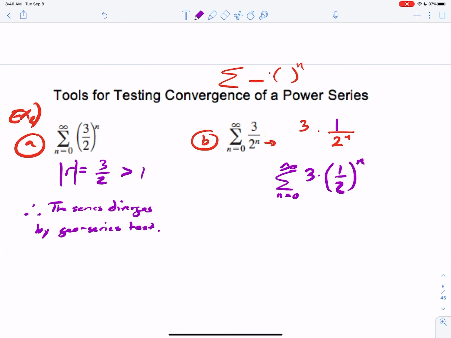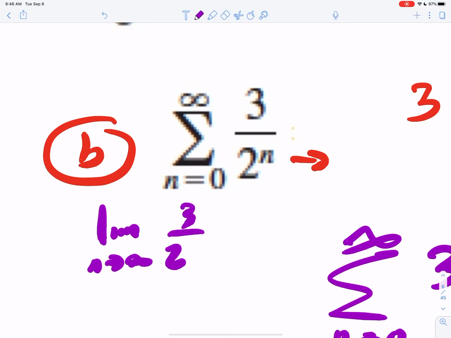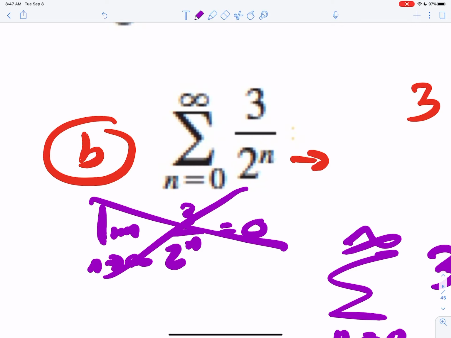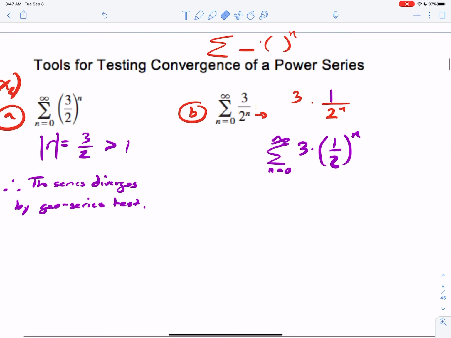Now if you take a look here, if we ran our first test, the divergence test, if we take the limit as n goes to infinity here for 3 over 2 to the n, we would actually get 0 because it's getting larger in the denominator. And remember, that tells us nothing. It's inconclusive. So we're going to have to resort to another test. Just letting you guys know what's going on through my head.